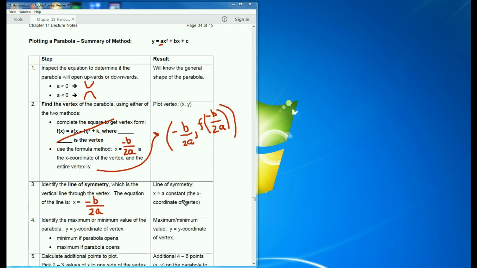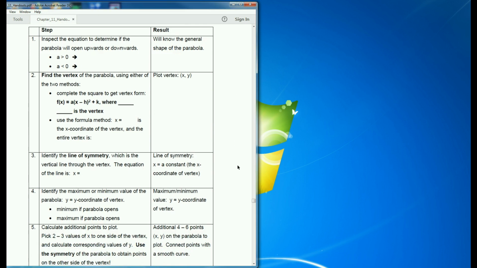X equals a constant. Identify the maximum or minimum value of the parabola. And that is going to be the y-coordinate of the vertex. And again, it's going to be a minimum if the parabola opens up. It's going to be a maximum if the parabola opens down. In either case, it's going to equal the y-coordinate of the vertex. I'm going to erase that and move down.